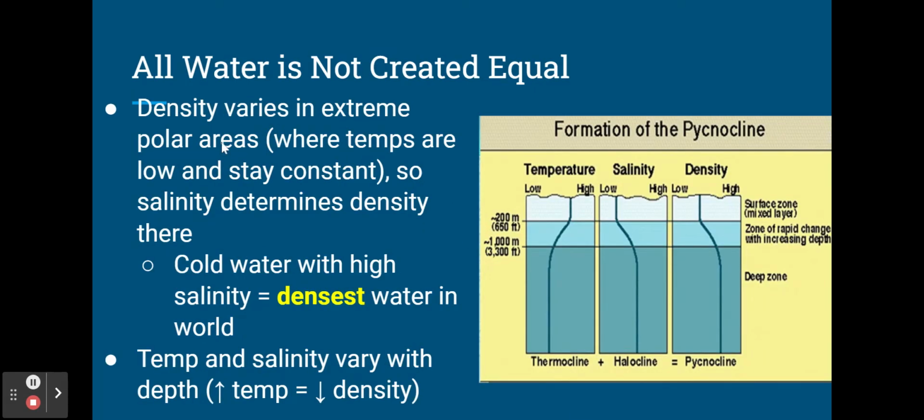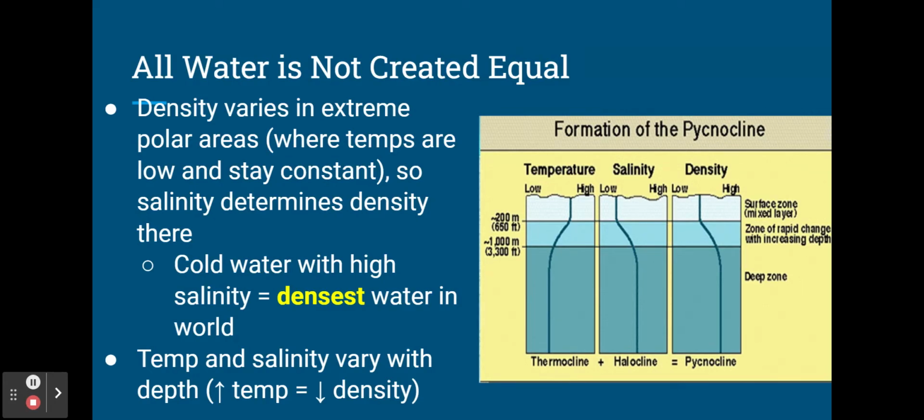Now, density varies in extreme polar areas. This is where the temperatures are very low, and they stay constant. And so in those areas, because the temperatures are low, the salinity is the thing that determines density. So in those polar ice caps, cold water with a high salinity is the densest water in the world, versus temperature and salinity varying with depth, like higher temperatures meaning low density. That's in areas near the tropics.